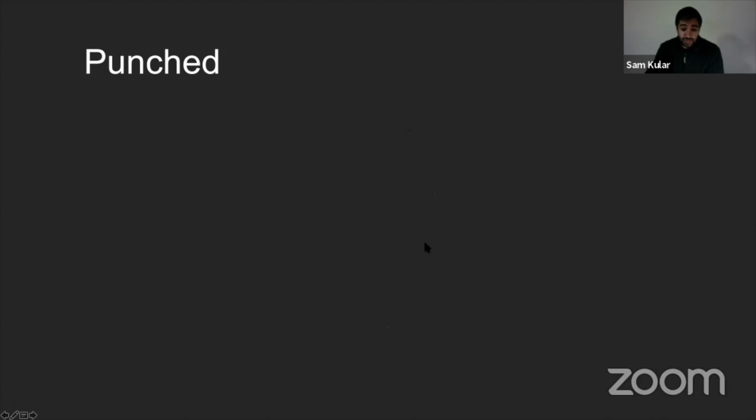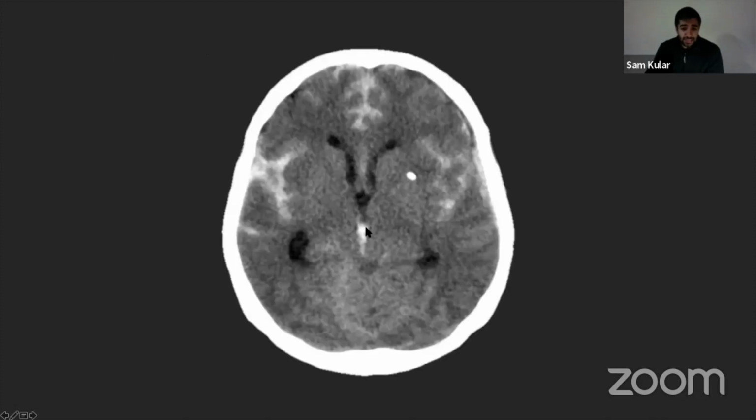But that's why it's important to get a clear history. So these are just, again, some spot examples. So again, there's an example of subarachnoid hemorrhage, which is quite central, invaginating the sulci on both sides.